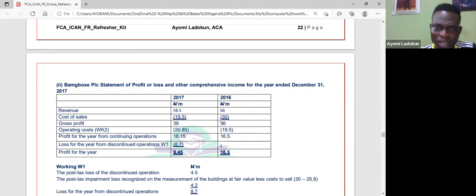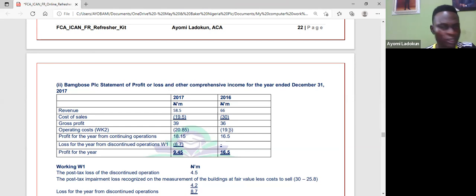Does that make sense? Then my cost of sales for 2016, because at that time the retail outlet was still operating, so I add it together. You're adding 16.5 plus 13.5 together so that I have 30. Then the cost of sales for the current year will be only for the online, so that's why you have 19.5. So you add it together, you have your gross profit.